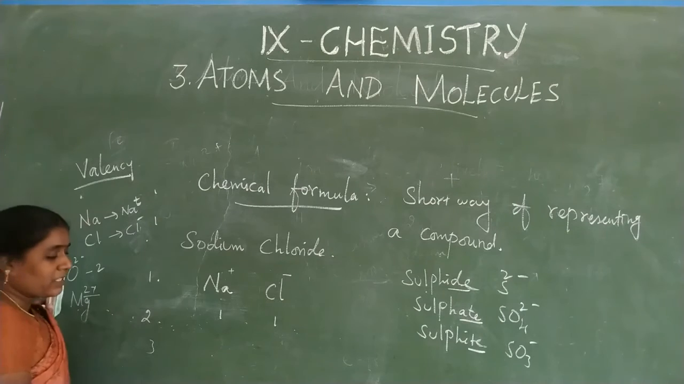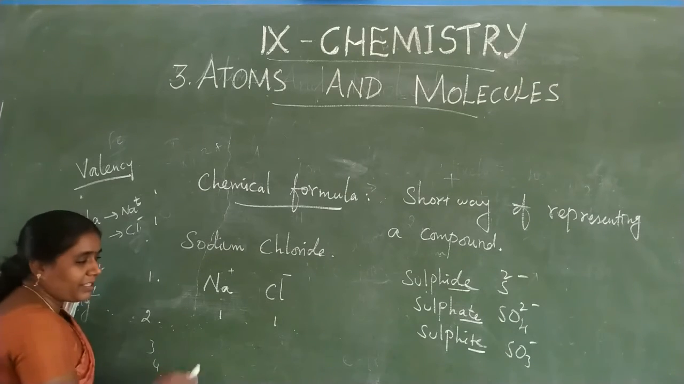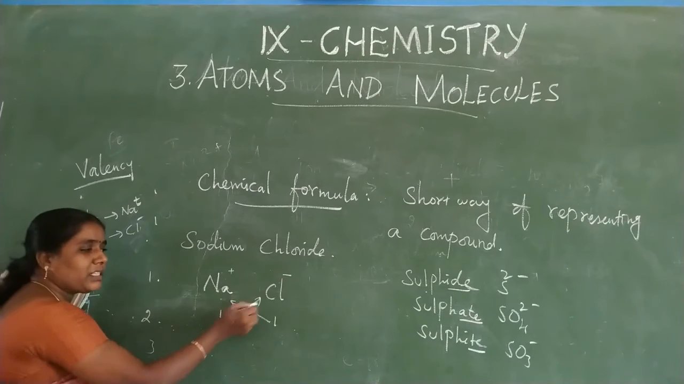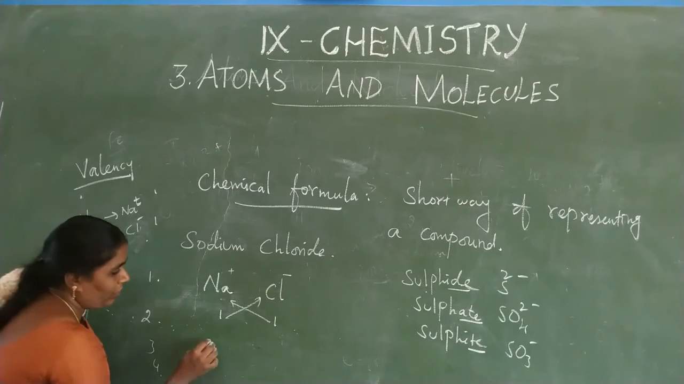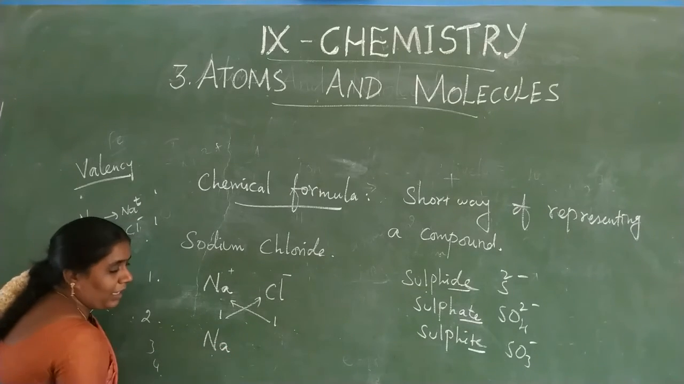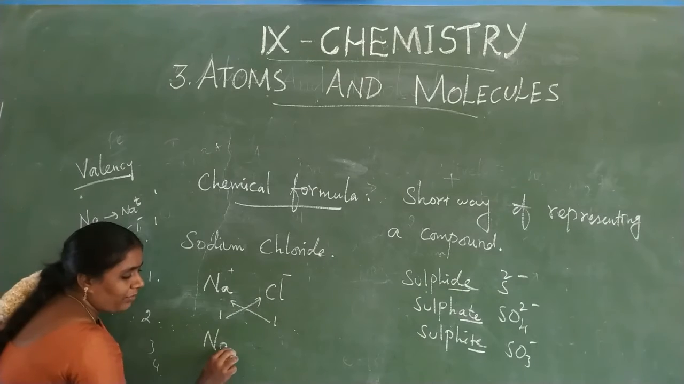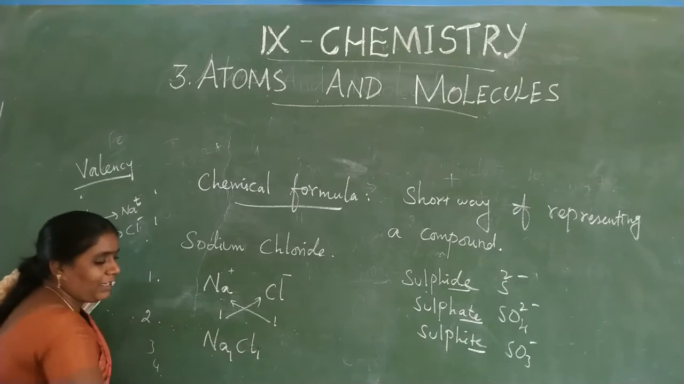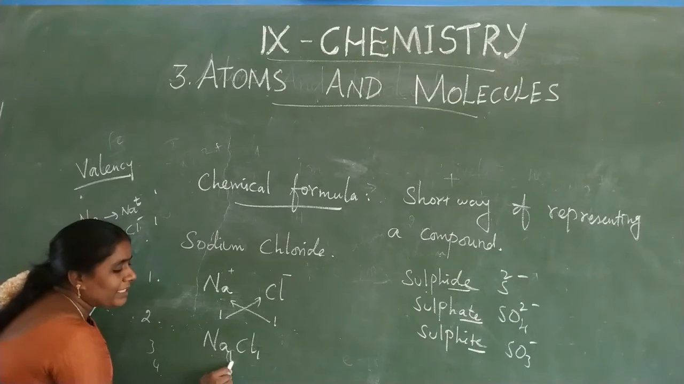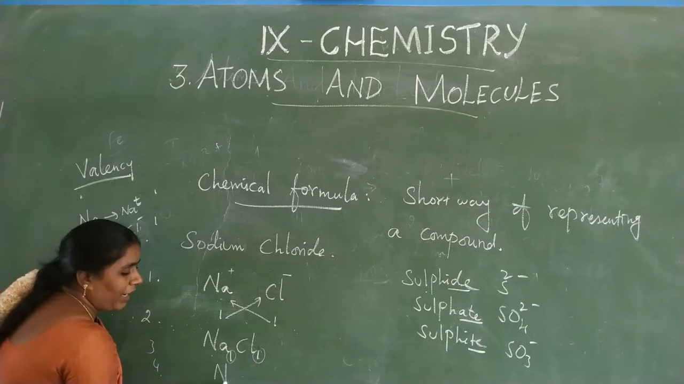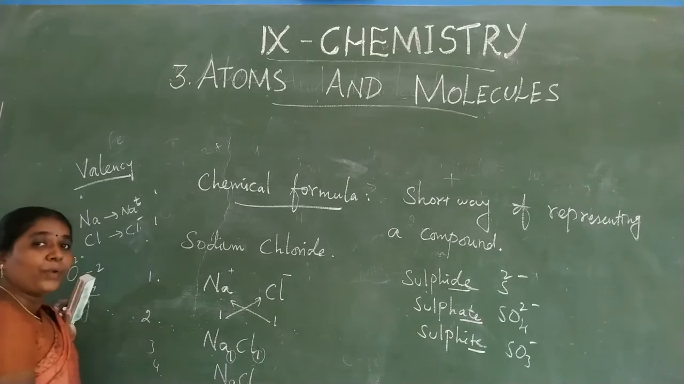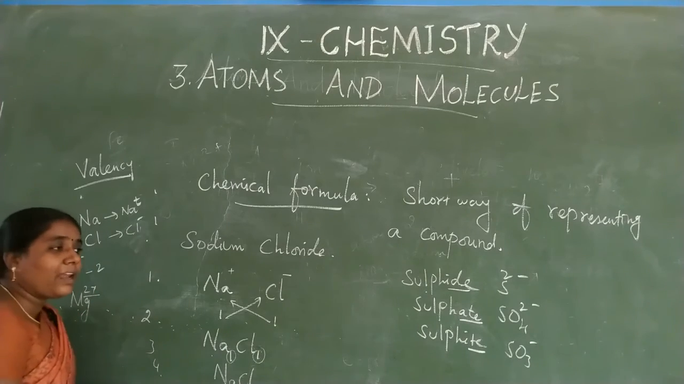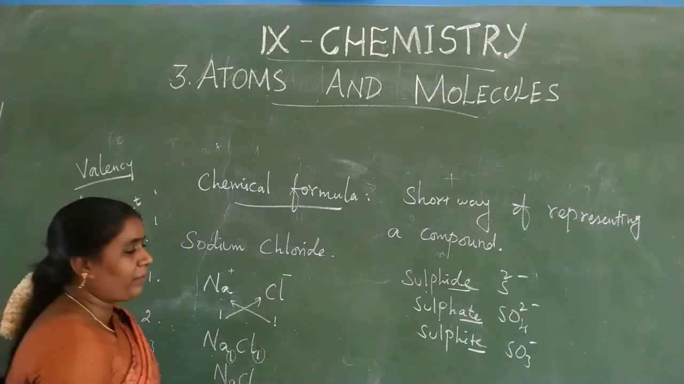Then next, you have to crisscross the valency. That means this valency you have to write here, and this valency you have to write here. See here, Na, and you write the chlorine valency, and Cl, and you write the sodium valency. Both valencies are the same, so no need to write. So what is the formula for sodium chloride? It is NaCl.